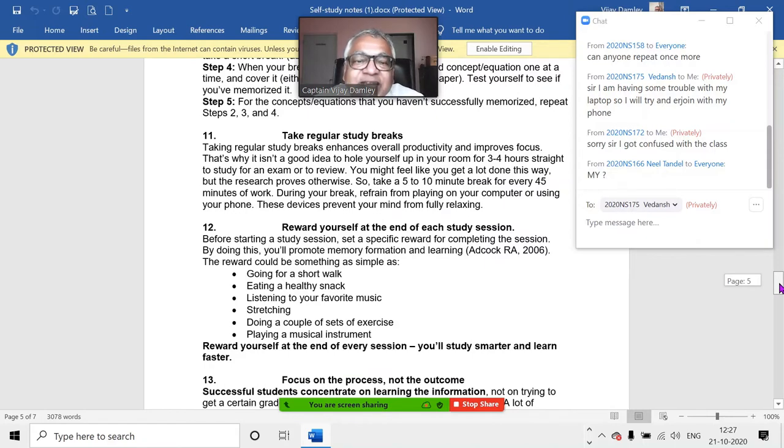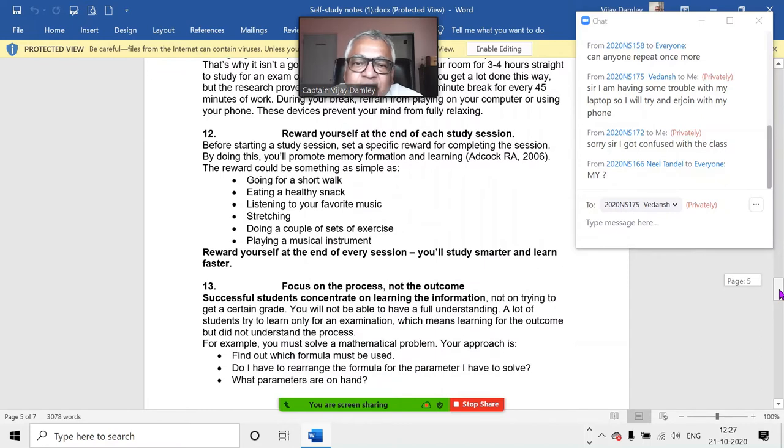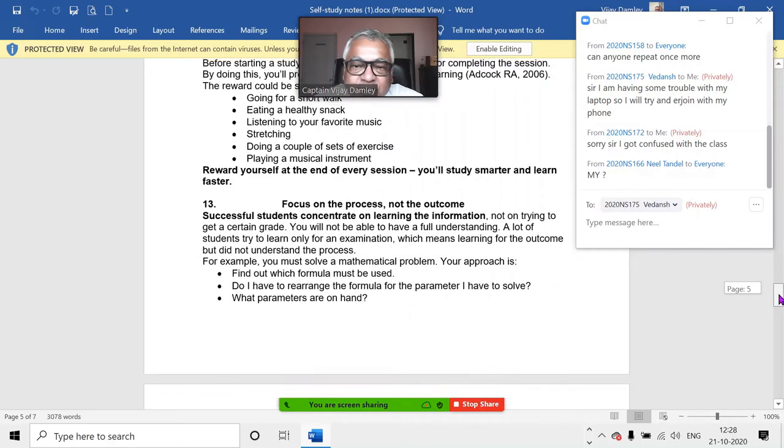Okay, this taking regular breaks, rewarding yourself, okay, eating a healthy snack. So I don't know what is healthy snack, because it's one of those items everybody is arguing on it. What healthy snacks you think is, everybody tells you it is not good.